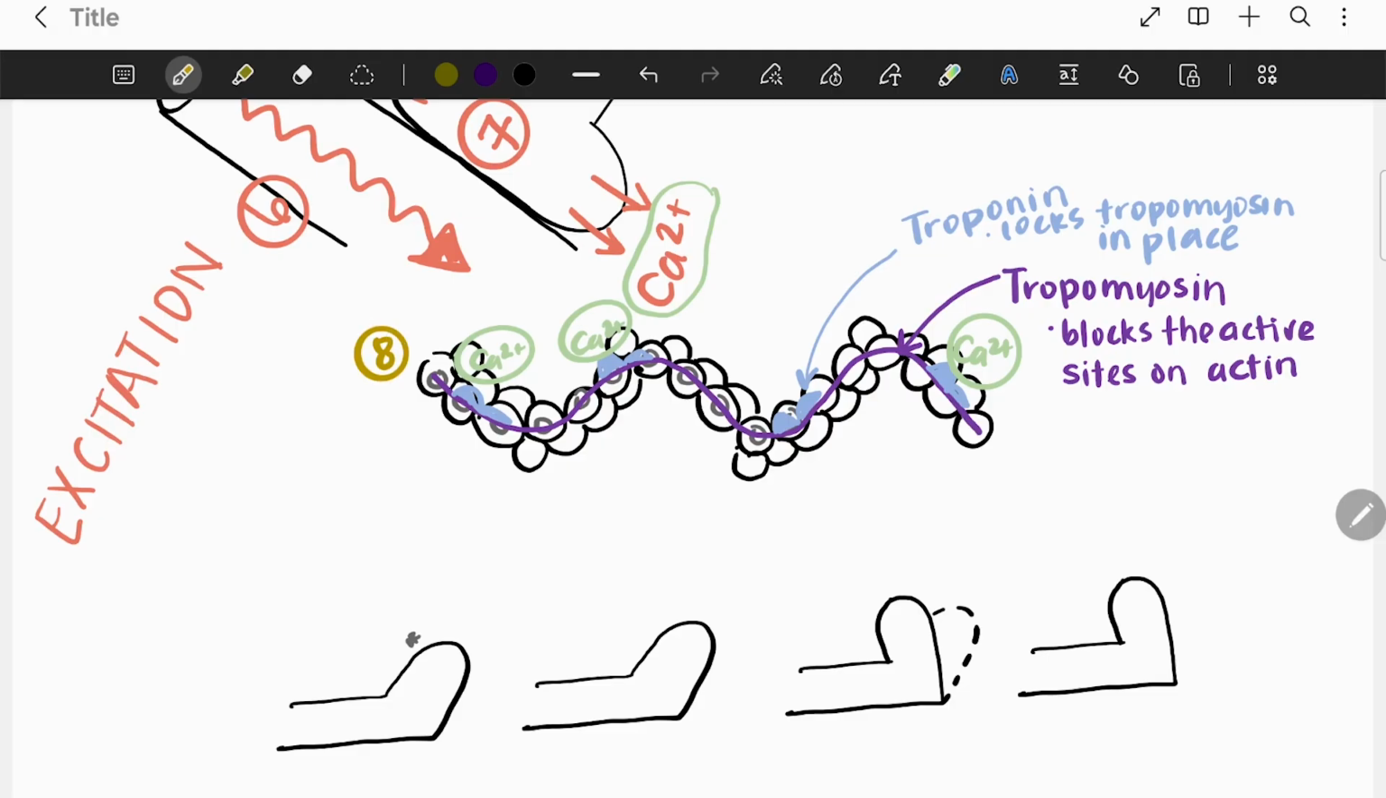So step 8 is calcium. So here's the calcium, binds to troponin here, causing tropomyosin to undergo a shape change and rotate out of the way, exposing the active sites on actin. Again, these two rows of beads here, that was actin. Okay, so now we've exposed the active sites. So that's great. So now what?